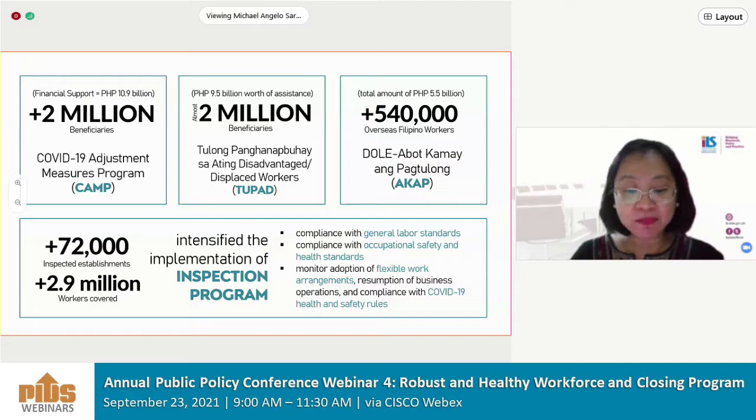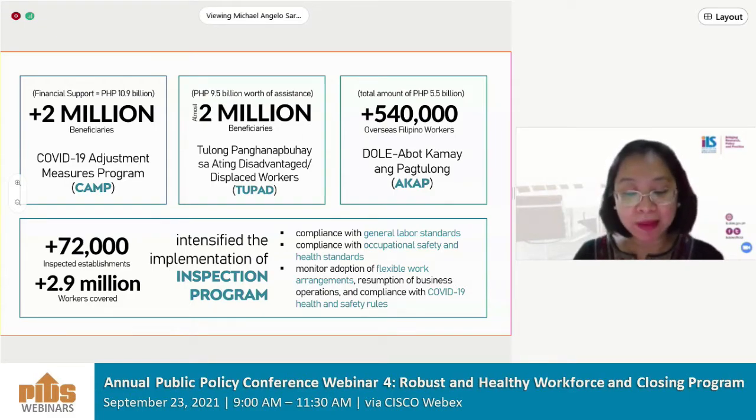The CAMP provided a one-time financial support of 5,000 to formal sector workers, regardless of employment status, who are affected by the pandemic. Under Bayanihan 1 and 2, CAMP was able to provide financial support in the amount of 10.9 billion to more than 2 million beneficiaries. Meanwhile, TUPAD provides emergency employment to informal sector workers. Consequently, TUPAD is also being implemented as a post-ECQ intervention where workers hired assisted LGUs in transport services for frontliners and community sanitation activities. Almost 2 million beneficiaries were assisted under the program in the total amount of 9.5 billion.